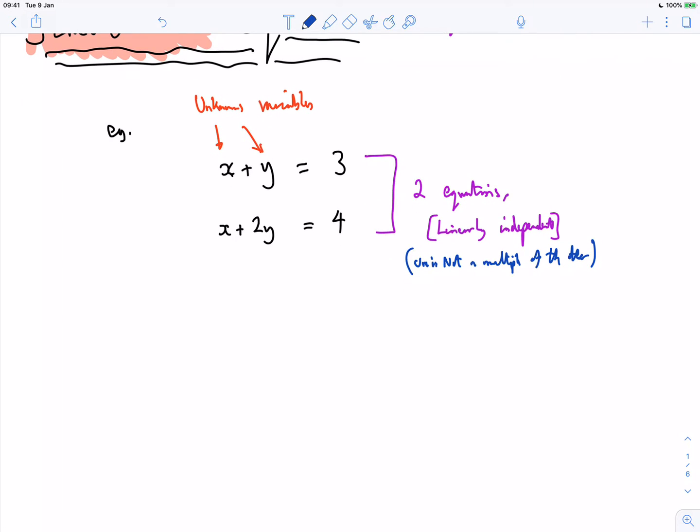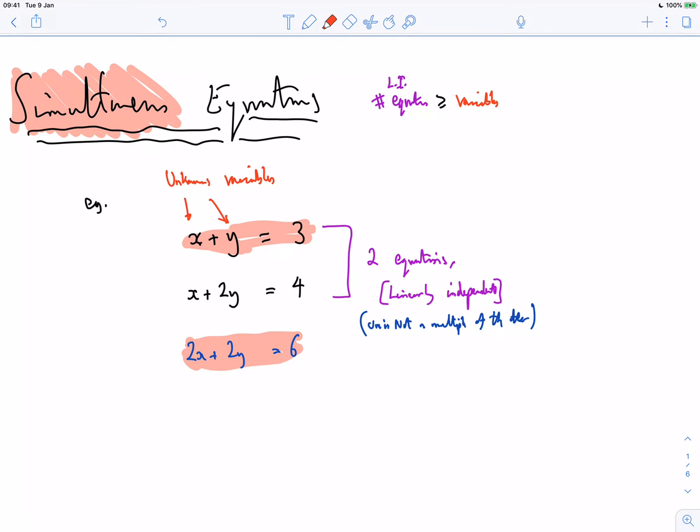So what do I mean by that? Well, if I was to write 2x plus 2y equals 6, then essentially that's just the same as this equation, but everything is doubled. So if I was just to write these two equations, although there'd be two equations in x and y, they are not linearly independent, i.e. one is just 2 times the other, or the other one is half of the other. And so essentially we're not gaining any new information, and this problem can't be solved, or rather it doesn't have a unique solution.